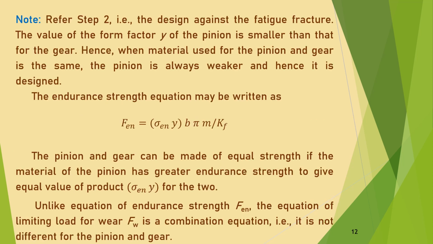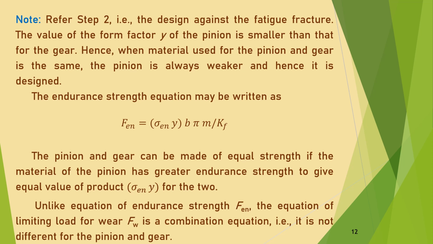Refer step 2, that is the design against the fatigue fracture. The value of the form factor Y of the pinion is always smaller than that of the gear. Hence, when material used for the pinion and gear is the same, the pinion is always weaker and hence it is designed. The endurance strength equation may be written as Fen is equal to the product sigma En into Y in brackets B pi m divided by the stress concentration factor Kf.